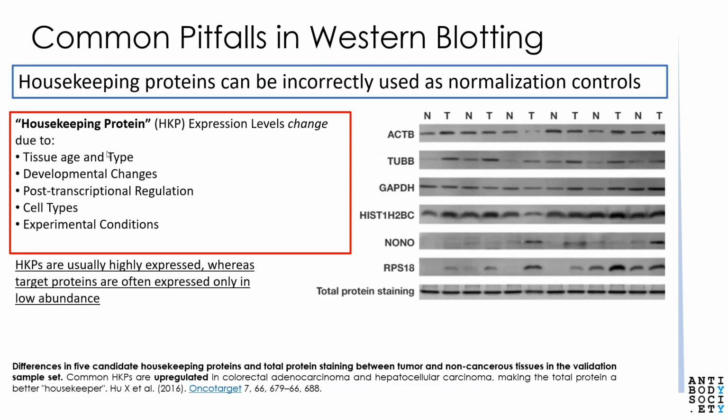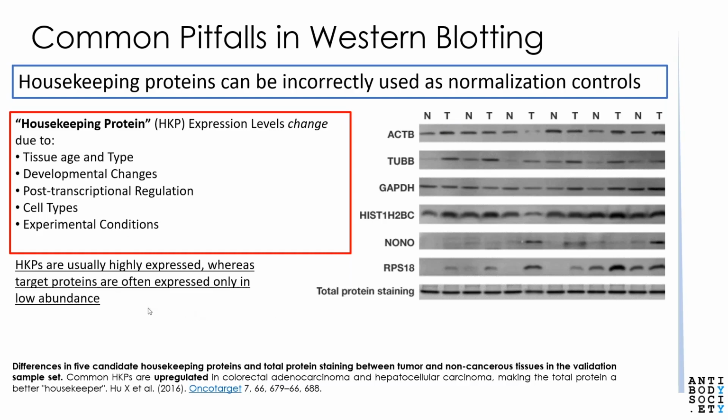And we now know that they change due to tissue age and type. There are developmental changes that cause these housekeeping proteins to change. There are post-translational regulation that causes them to change. There are changes in different cell types, and experimental conditions also affect them. So these housekeeping proteins are not as stable as we once thought. In this case, you can see just the tumor tissue, these housekeeping proteins are changing drastically.